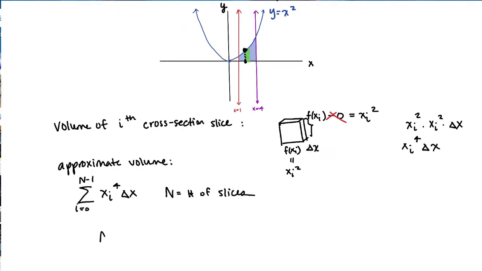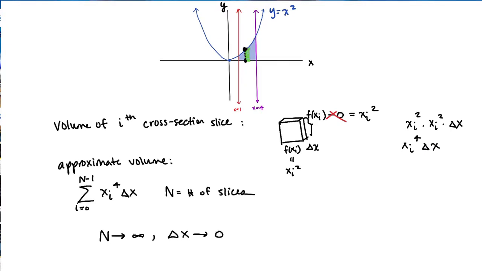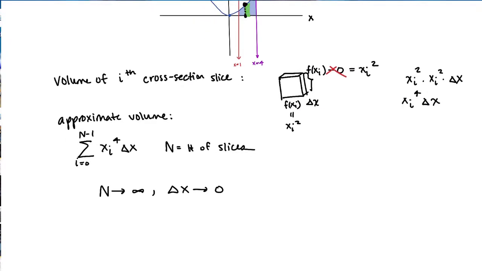Okay, as n goes to infinity, delta x goes to 0. And to get the exact volume, we get an integral. So as delta x goes to 0, we are then integrating the curve x to the fourth with respect to x. And then where are the limits of integration? It's from where you started slicing to where you stopped slicing.